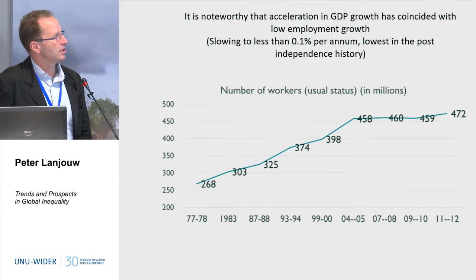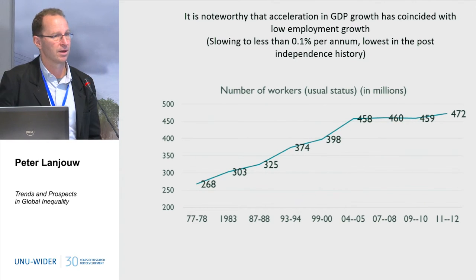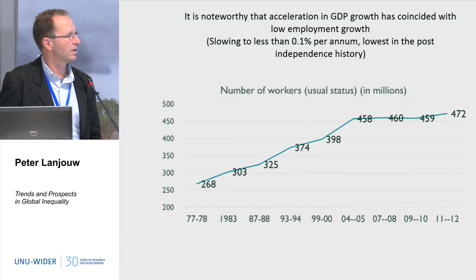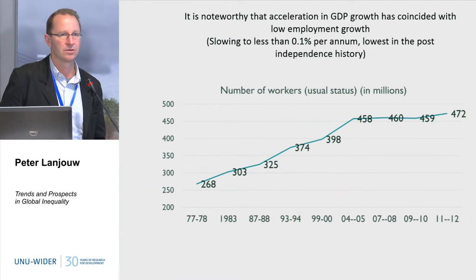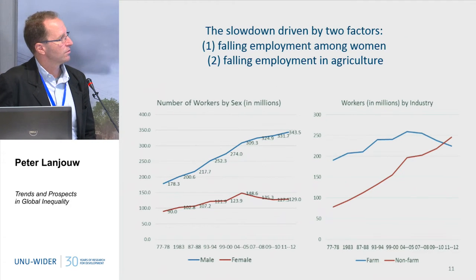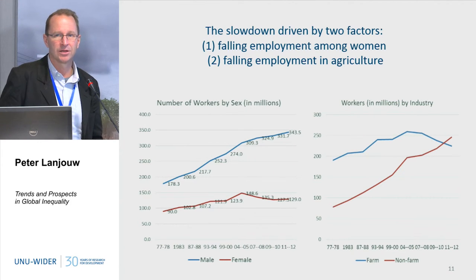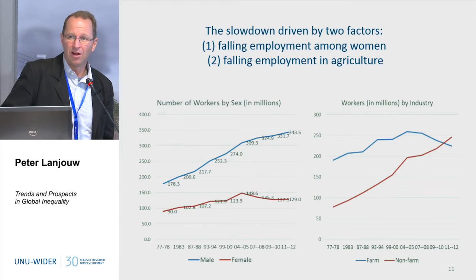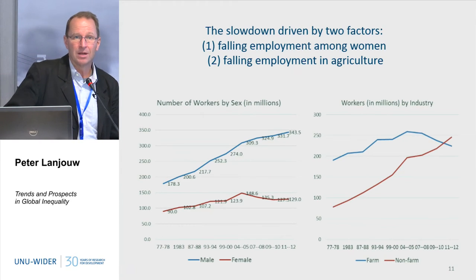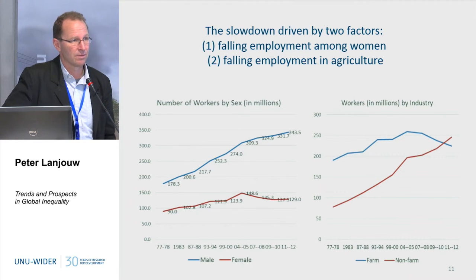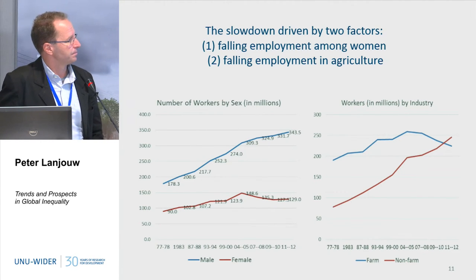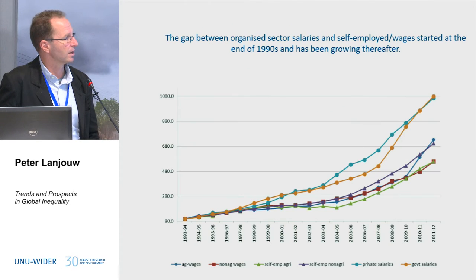There has been an acceleration in GDP growth, which I pointed to earlier, and that has coincided with very low employment growth in India over recent decades. There has been very little additional employment created during the growth process. The slowdown has been driven by two factors. There's been mainly a falling employment among women, possibly associated with rising education levels amongst women, and a general tendency for women to become less inclined to enter the labor force as incomes rise, but also a falling employment in agriculture. There's just been declining employment in the agricultural sector.